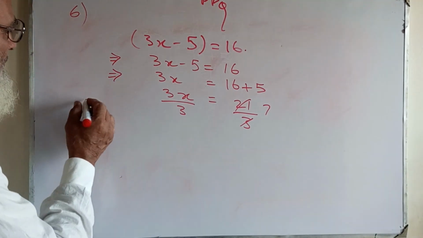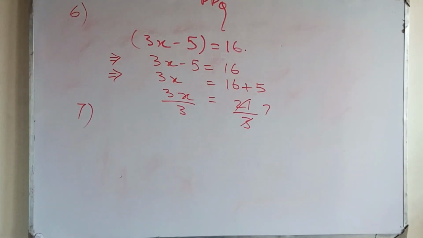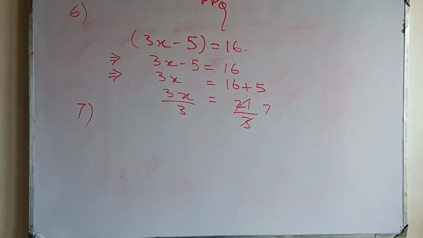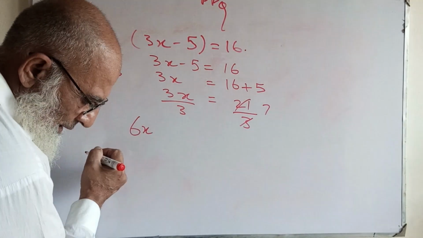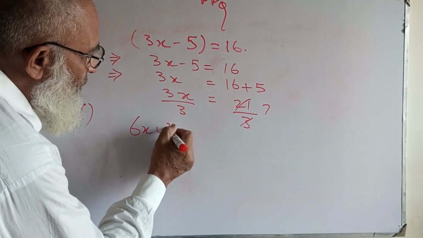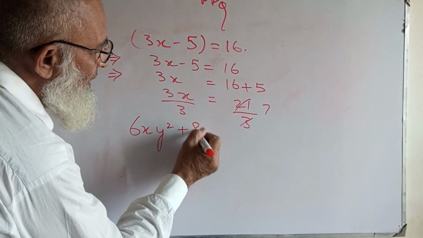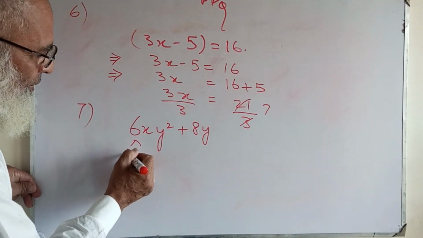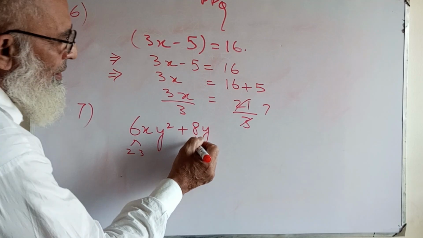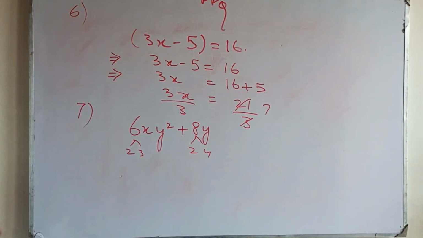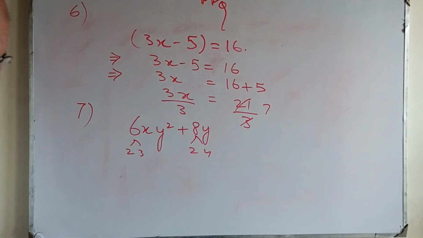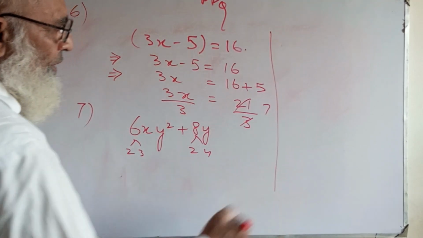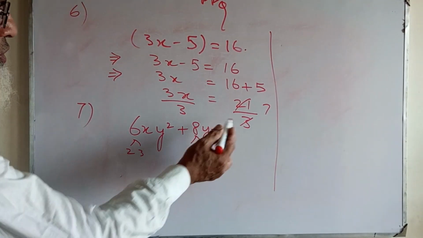Now my dear students, last question of the day and the last question of this exercise and this chapter as well. It is factorize completely. Now I have to factorize 6xy squared plus 8y. Very easy again. What are you getting from this? 2 is common in between the two, and also y is common.